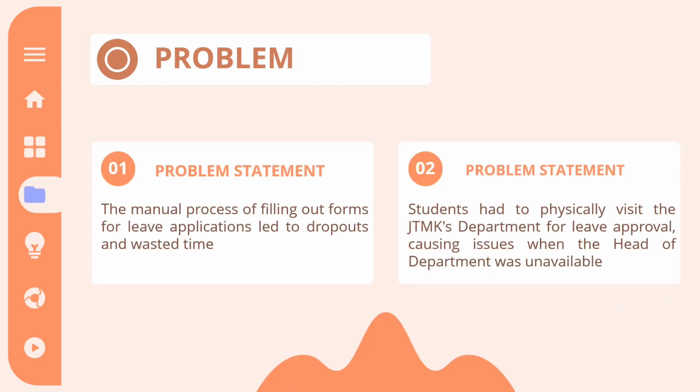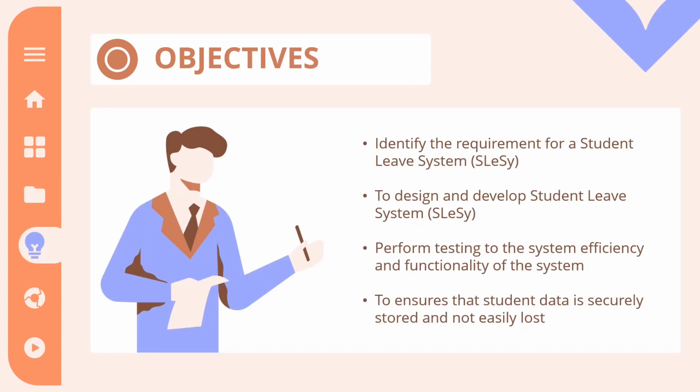Next, we move to the problem statement. 1. The manual process of filling out forms for leave application leads to dropout and wastes time. 2. Students had to physically visit the JTMK department for leave approval, causing issues when the head of department was unavailable.